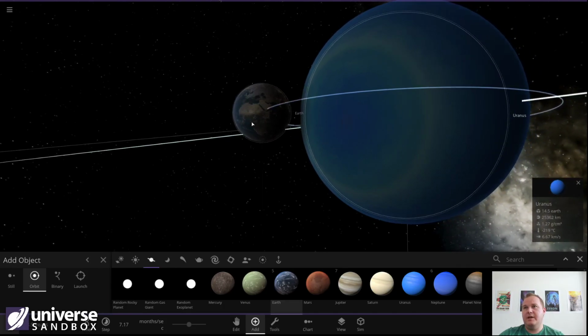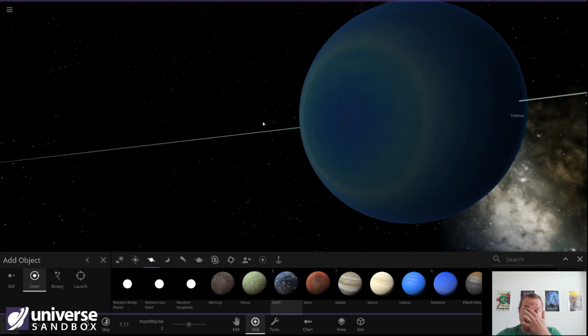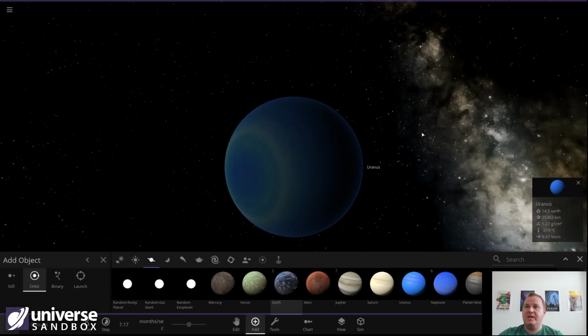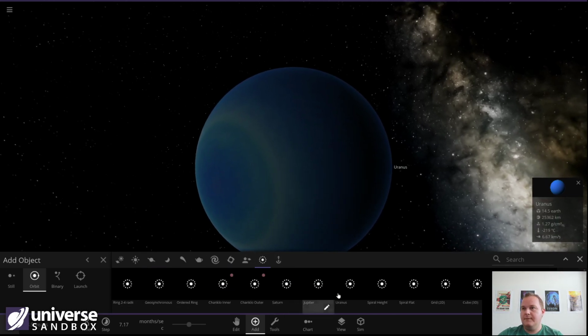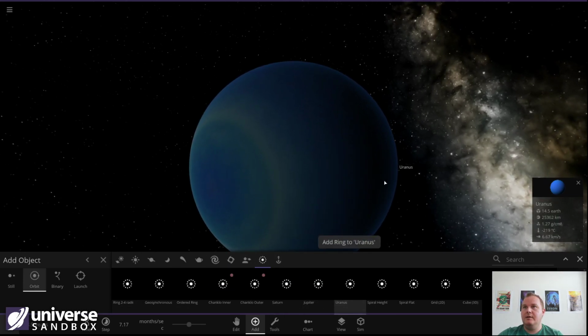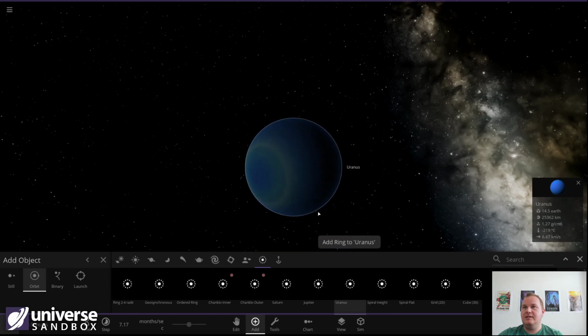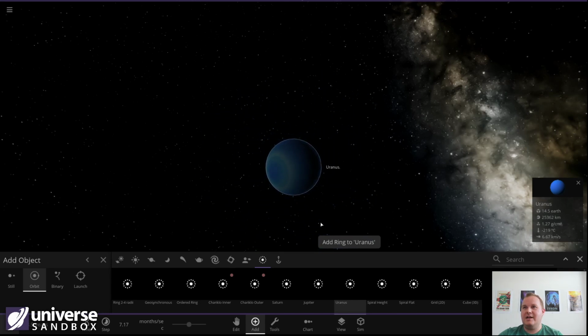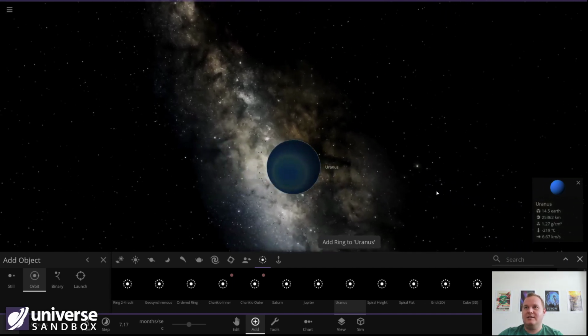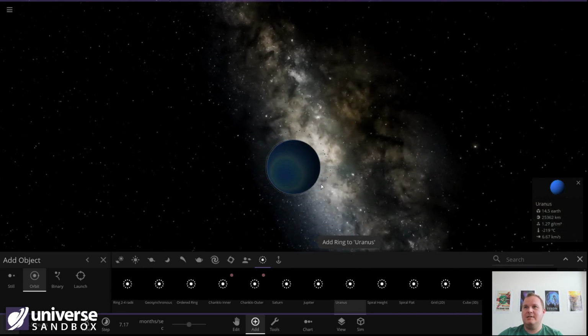It's a big planet, right? About 14.5 times the weight of Earth. Pretty big. Uranus actually has rings as well. And if we bring them in, you can't really even see it. It's there. It's just this little thin, tiny ring that's not very bright. You can kind of see it against the background of the galaxy there.